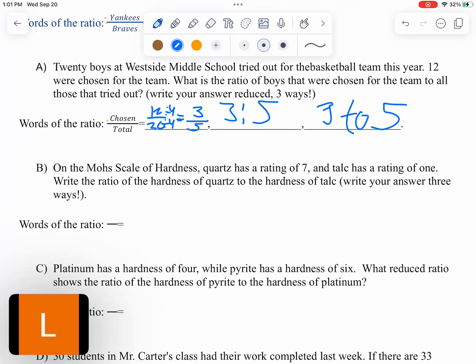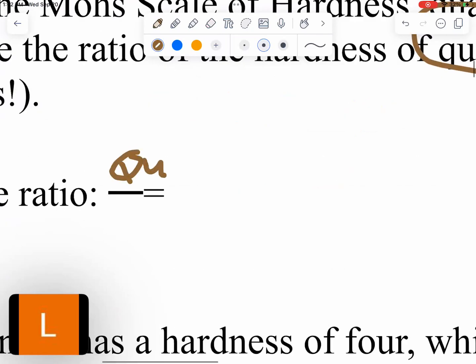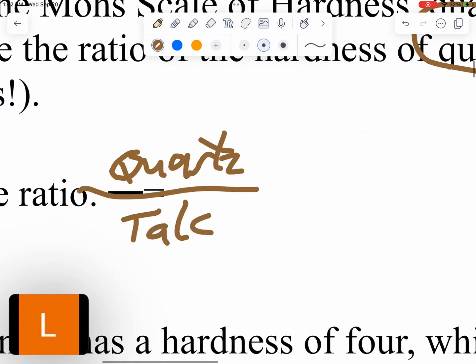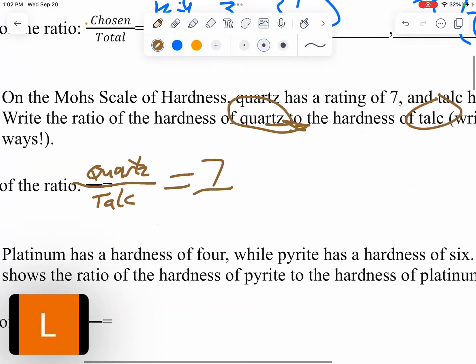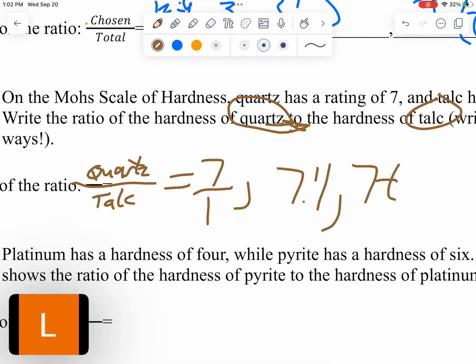All right, on the Mohs scale of hardness for rocks and minerals, quartz has a rating of 7, and talc has a rating of 1. Write the ratio of the hardness of quartz to talc. So I'm going to go through your quartz to talc, and we're going to write that three ways. All right, so on our wording here, and again, I don't consider the wording optional. I think it's super important. Quartz over talc, and then we have a ratio of 7 to 1. And then we can also write that like this and like this.